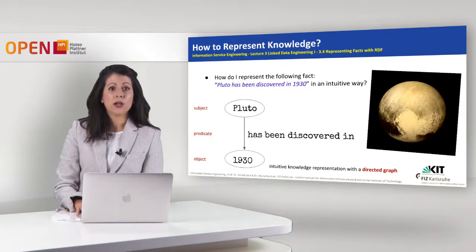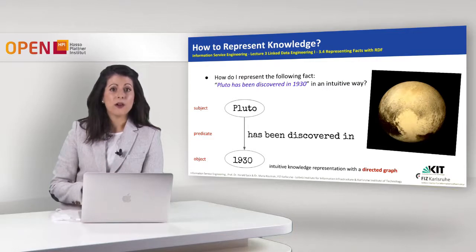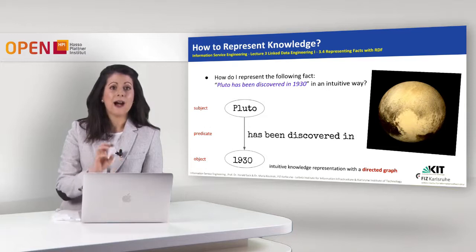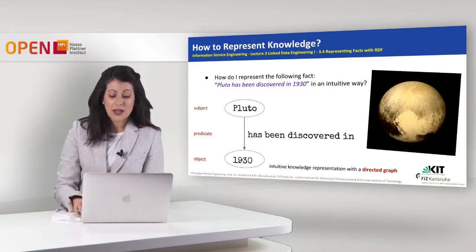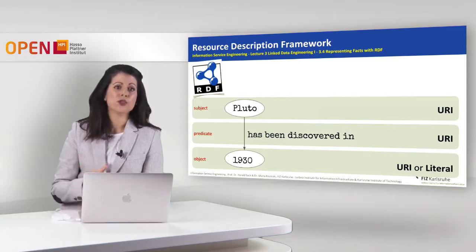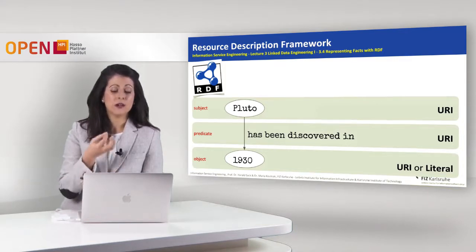So here we see that we have an intuitive knowledge representation of the sentence with a directed graph, since the two components, Pluto and 1930, are connected through the predicate, as we name it, which is the information "has been discovered in". And this is exactly the idea behind RDF. RDF is the Resource Description Framework, abbreviated as RDF, which is how you will usually find it.